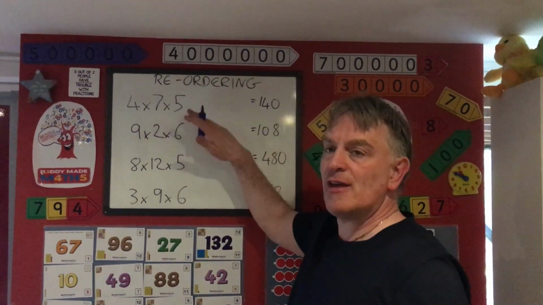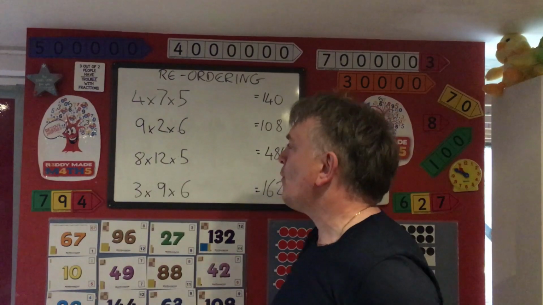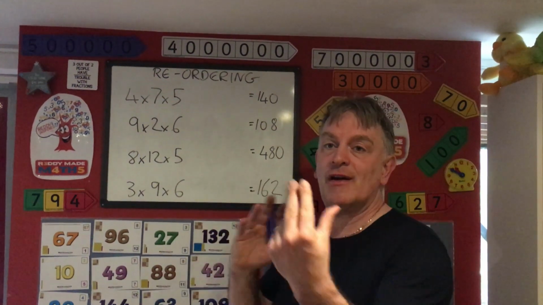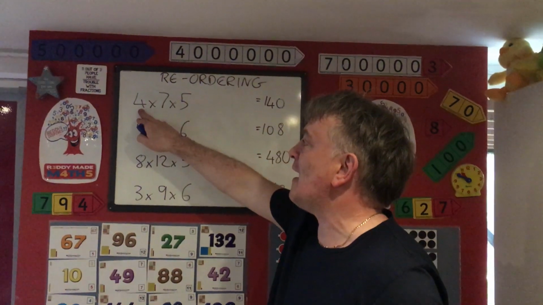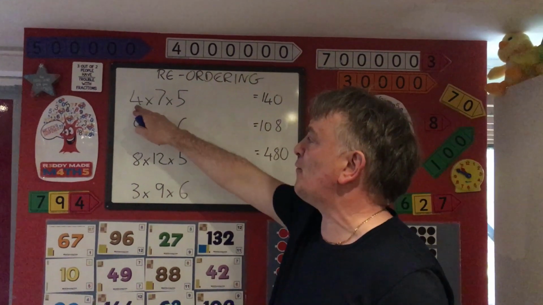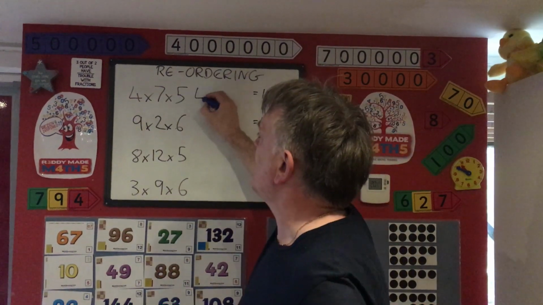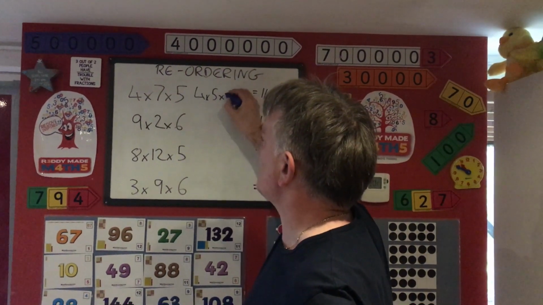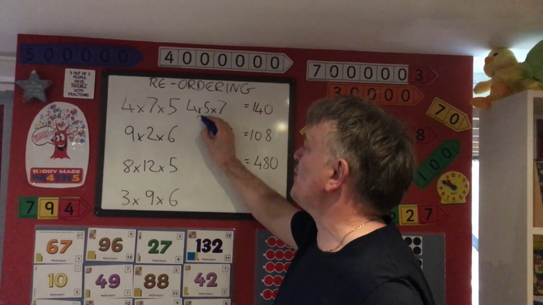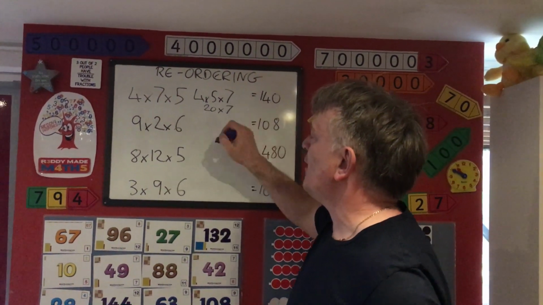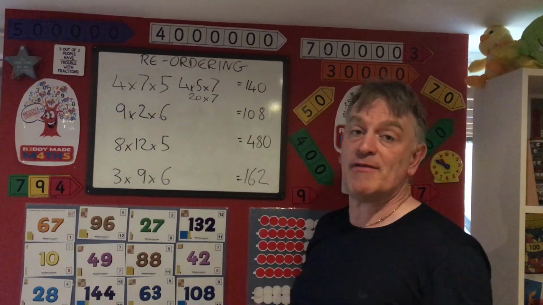Let's have a look at this. A little bit like number bonds. Find numbers that go together to make a number bond. Well, let's find numbers that go together to make a much easier calculation. I'm not going to do 28. I'm not going to do 35. I'm going to put the 4 with the 5. So I'm going to rewrite it as 4 times 5 times 7. Suddenly, 4 times 5 is 20. So I end up with 20 multiplied by 7. A much easier way to get to 140 than 28 times 5.